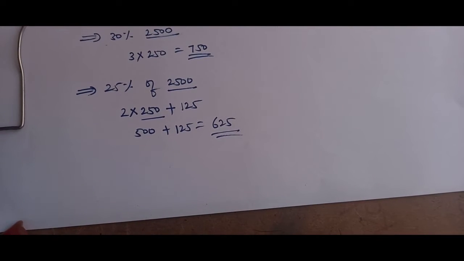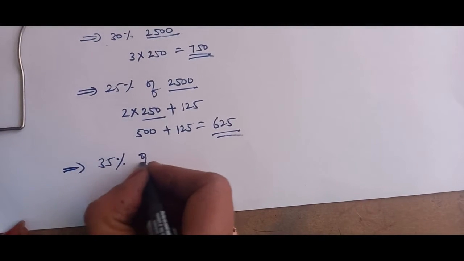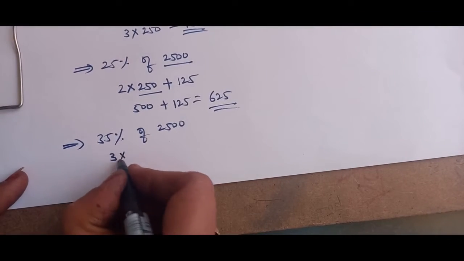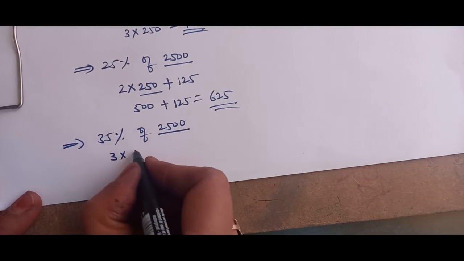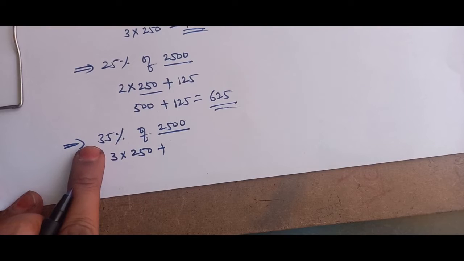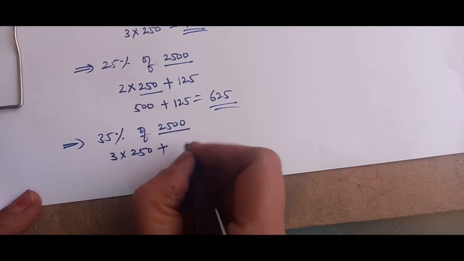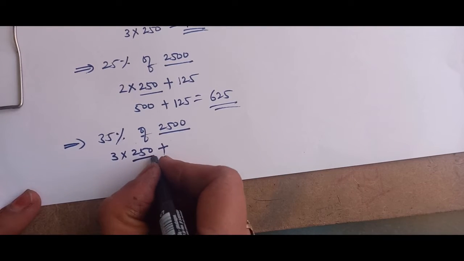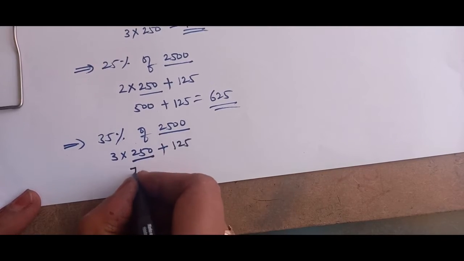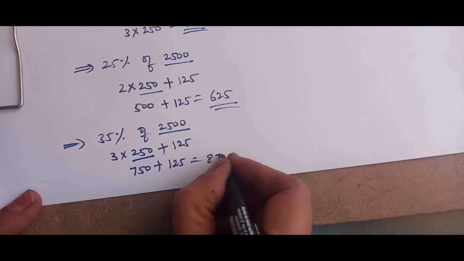Okay. Now let's see 35% of 2500. Okay. 3 into 10%, right? 10% of this number is 250, plus 5%, add 5%, 35, no? 3 into 10 plus 5. Just I am expanding that number. So what is 5% of this number? This is 10%. Then make it half, we'll get 5%. So 125. 750 plus 125 is equal to 875.